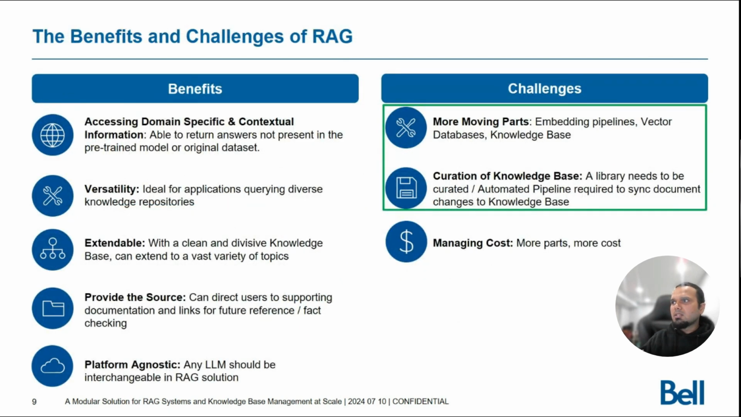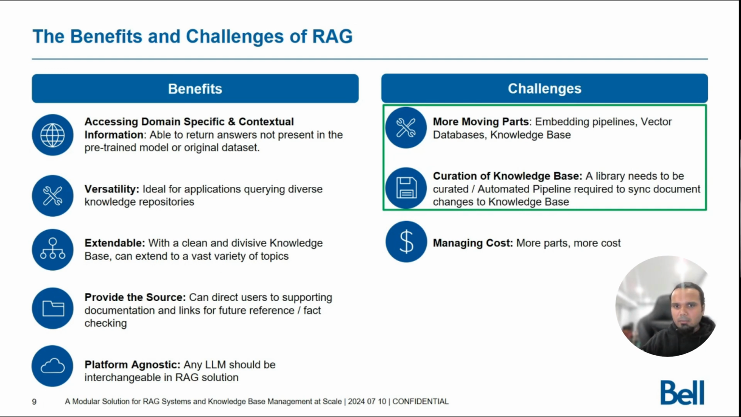Just very quickly, some benefits and challenges of RAG. Benefits: you can make your chatbot's responses more accurate because it's referencing a specific domain and getting the right context. You can make your chatbot versatile because you've given it different knowledge bases, so it can use those to give you a response based on the specific use case. It can extend to a variety of different topics. It can also provide the source, the actual document it was referencing when providing you with the answer. And if built well, any RAG solution should be platform agnostic. It shouldn't matter what LLM you put behind it, as long as your document embeddings, your knowledge base, and the pipelines for retrieving relevant information from that knowledge base have been built in a good modular manner.